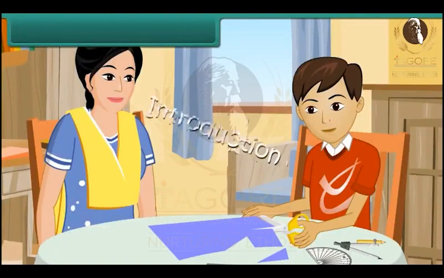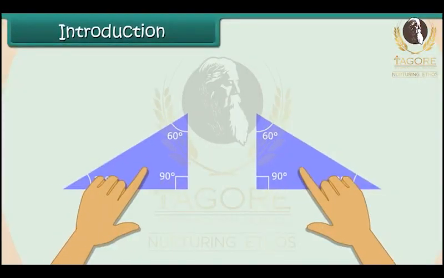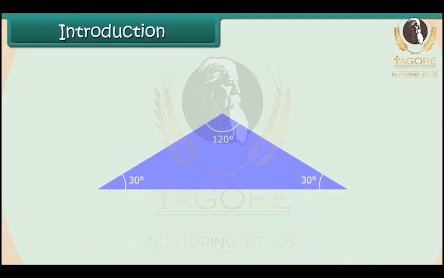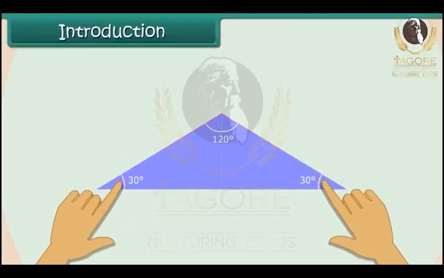Introduction. Mom, look! I made a new triangle by joining two identical right-angled triangles. That's great, Nick. Did you observe the sides and angles of the new triangle? Yes, Mom. Two sides and two angles are equal.